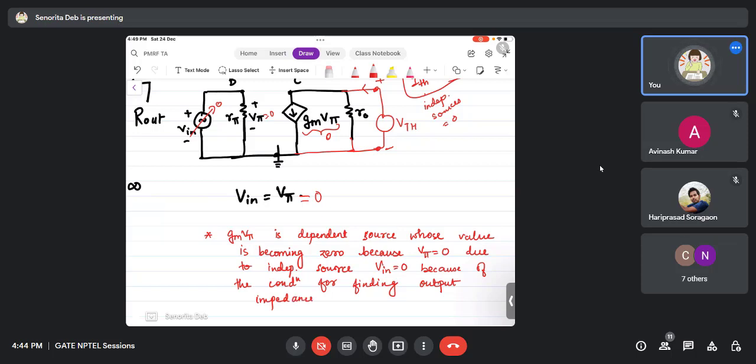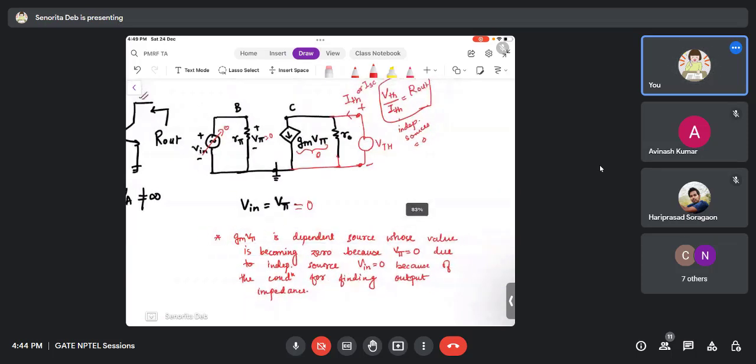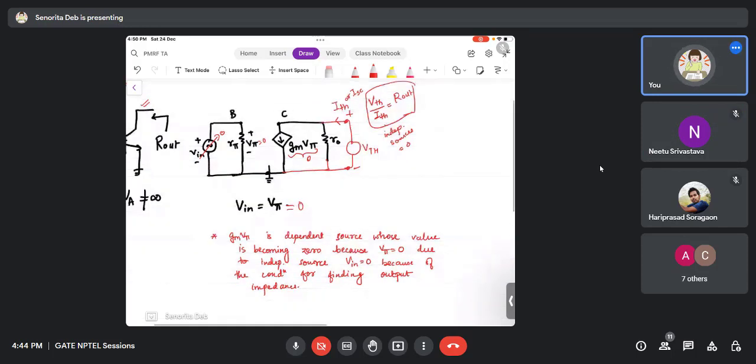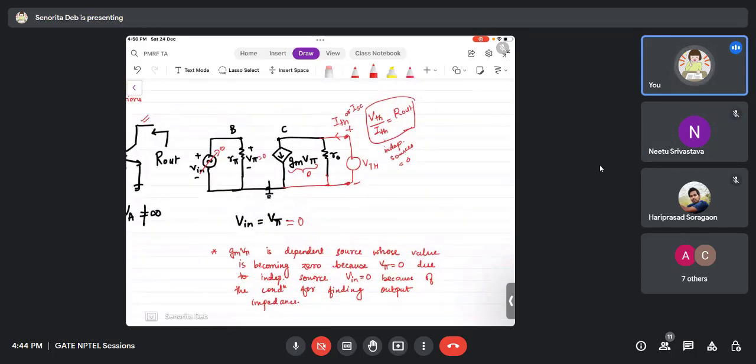Is this line clear, or do you need any explanation? Just ponder over it. Yes, ma'am, it is clear. Okay. So now when that becomes 0, your circuit is not left with anything, right? If this is 0, that means there is 0 current here. That means the entire ITH flows from R0. Therefore, VTH by ITH is nothing but RC. That is equal to your R out. So this is your R out.